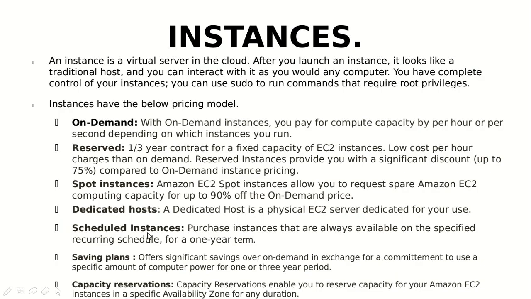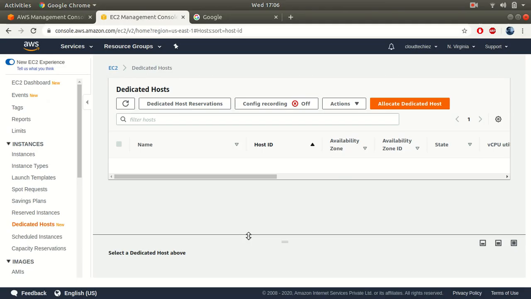Then you have the scheduled instances. Under this, you can purchase instances that are always available on the specified recurring schedule for a period of 1 year. So again, under this you'll have to get into a contract for a period of 1 year, and under this your instances will be available during a recurring schedule.